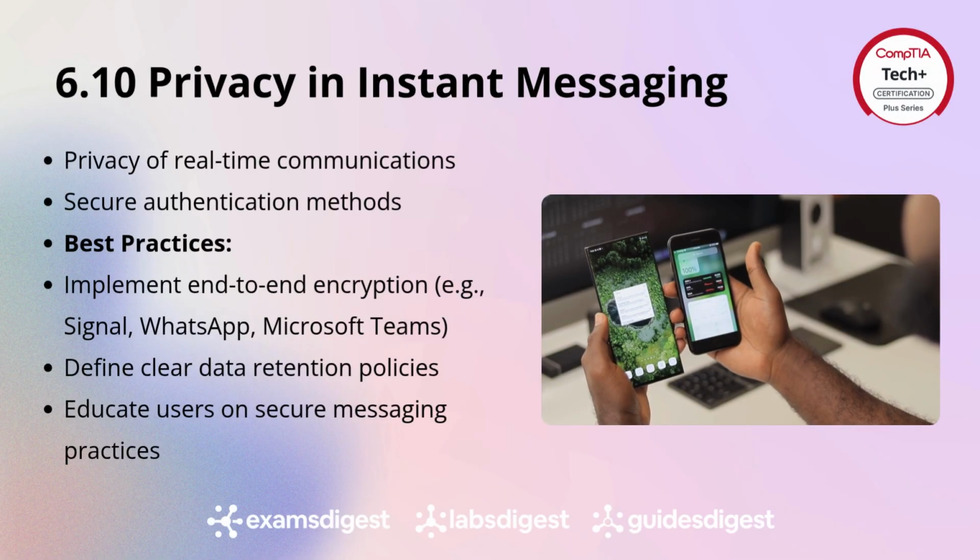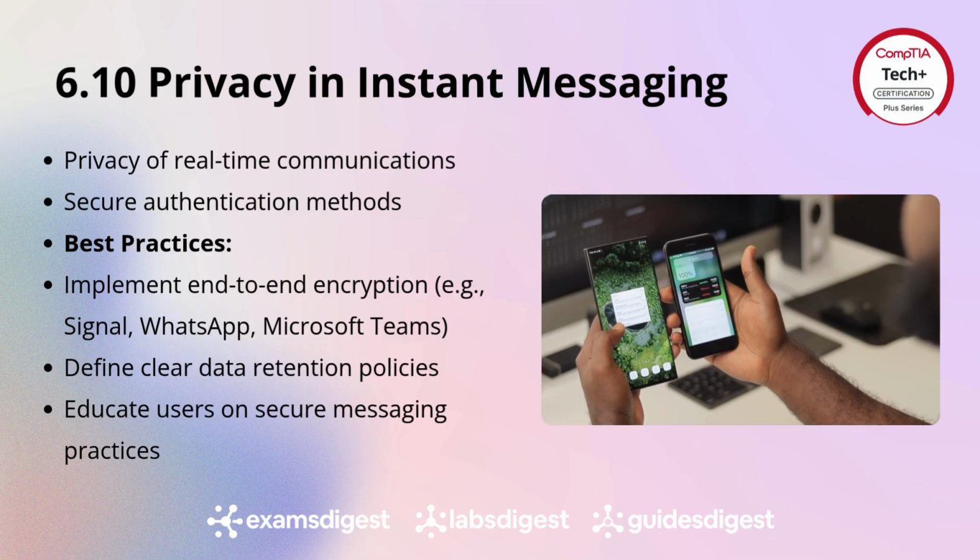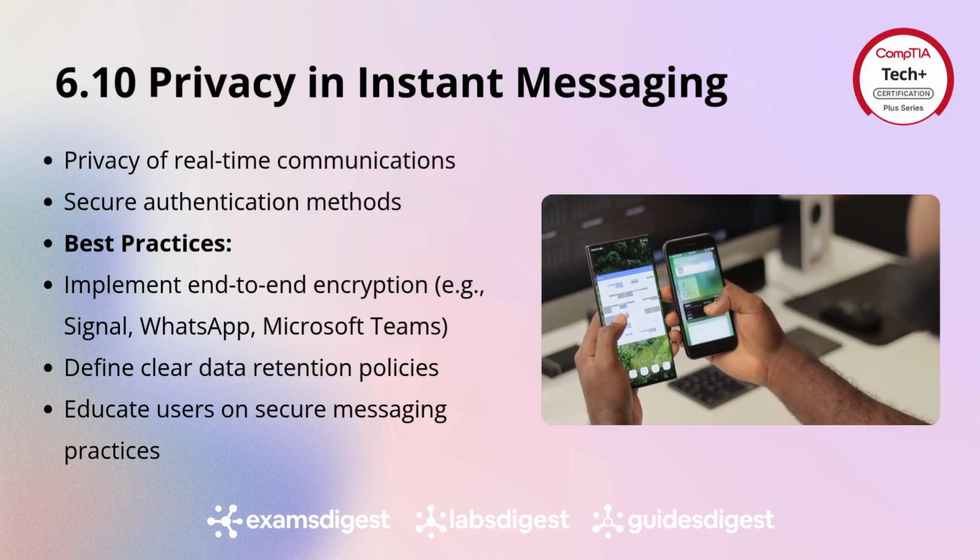Instant messaging. Applications like WhatsApp, Slack, and Microsoft Teams are used for real-time communication. Ensuring privacy in instant messaging includes end-to-end encryption, secure authentication methods, and the ability to control who can join conversations or access shared files.